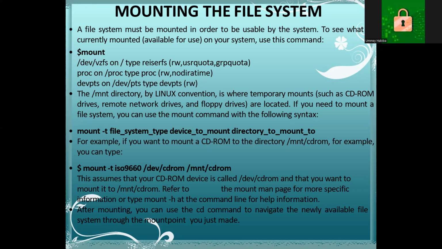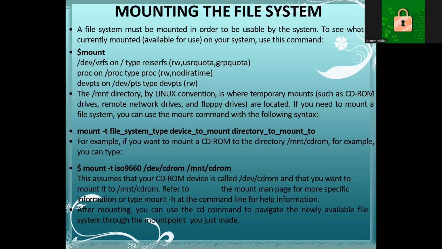In a Linux-based system, and also we can say a Unix-based system, all files and directories are organized in a single hierarchical structure starting from the root directory. When a device such as a hard disk, USB drive, or CD-ROM is mounted, it becomes part of this directory structure and users can access the files stored on that device through a mount point.